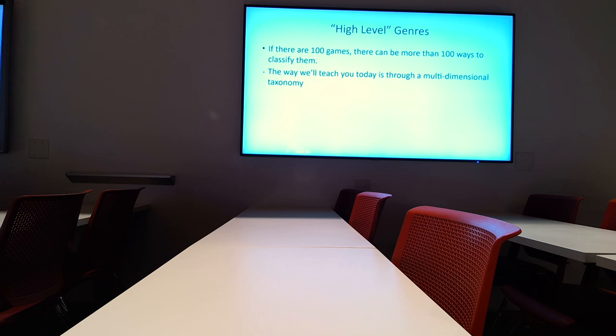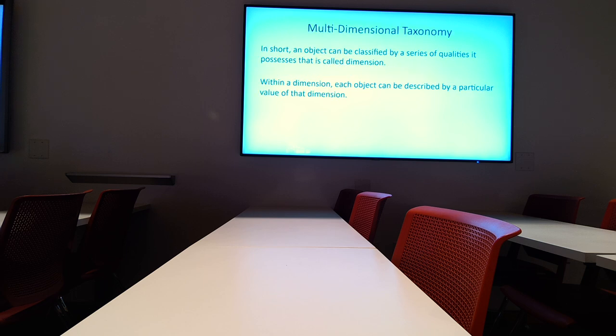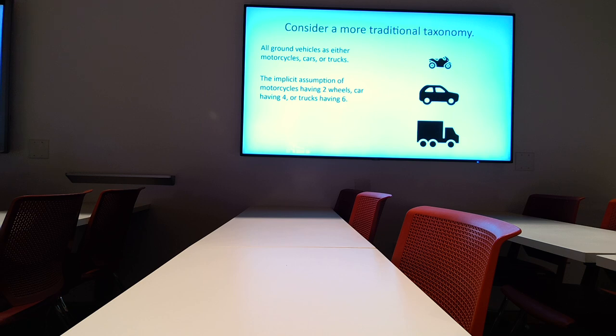But today we'll teach you one way, which is called multidimensional taxonomy. In short, an object can be classified by a series of qualities it possesses, and we call each of those a dimension. Within the dimension, each object can be described by one particular value of that dimension, kind of like an enumerator in CS. So let's say a more traditional taxonomy might be something like this.